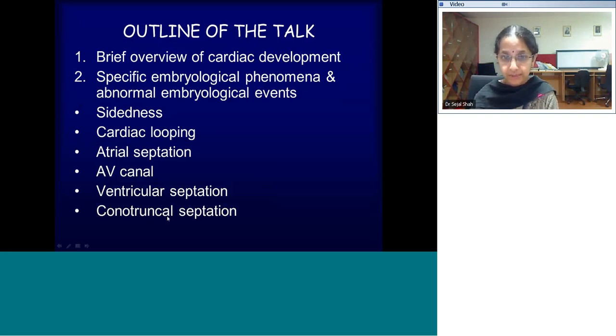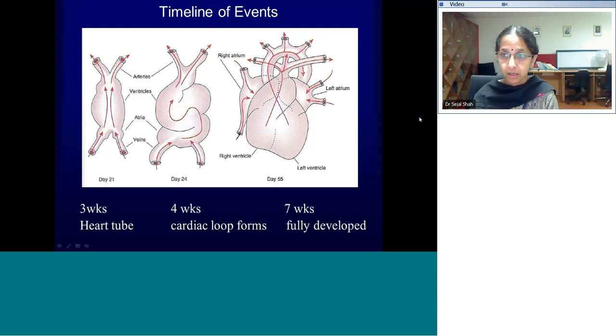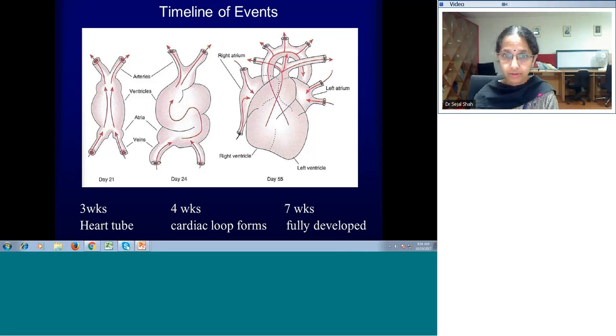We are not going to see in detail the systemic venous return and also the aortic arch development. Just overall, we can see that the heart tubes are formed by 3 weeks, and by 4 weeks we have a loop which is called the cardiac loop, and by 7 weeks the heart is fully developed.